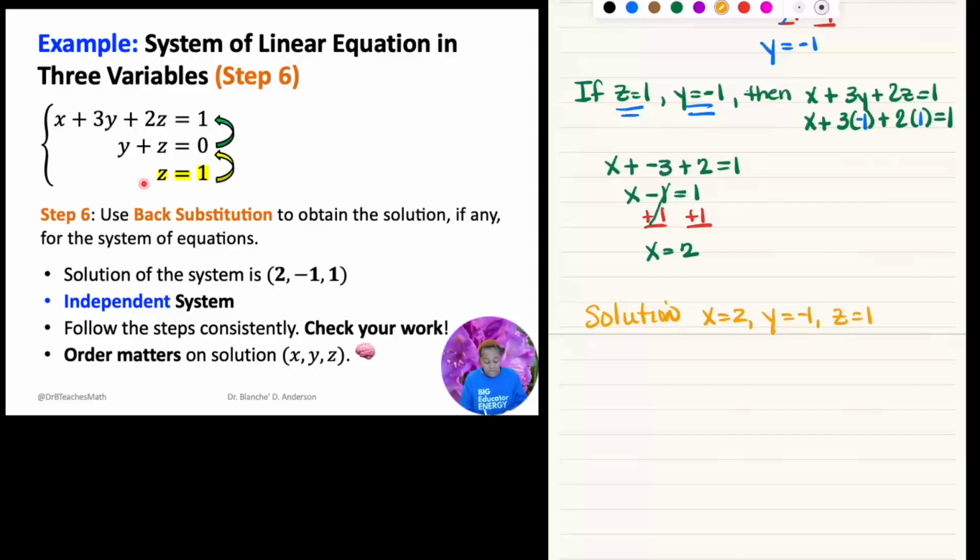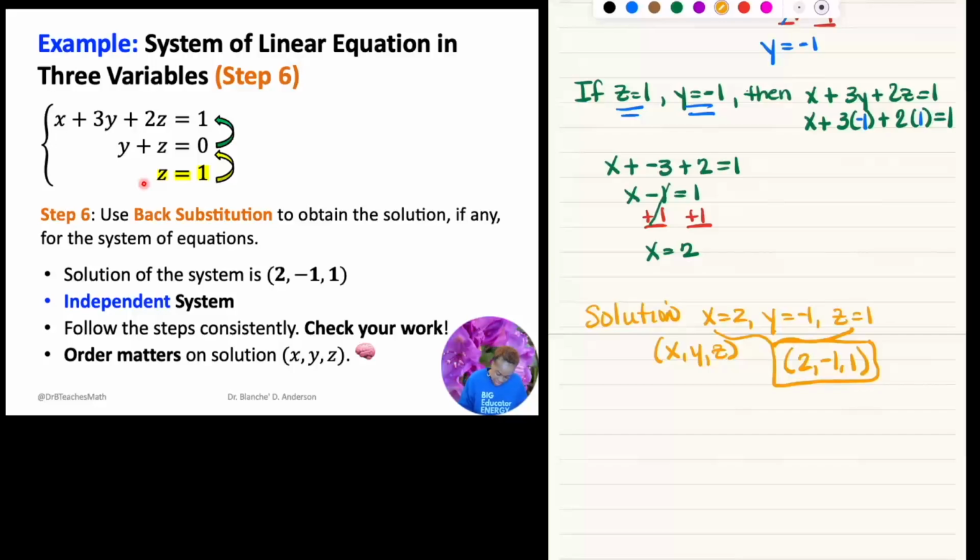Now, this is an independent system because it has one solution, okay? Remember, when you write your ordered pairs, it's x, y, z. This will be, I think they call it, a triple ordered pair. But x first, y second, and then z. So as a triple ordered pair, I need to look that up. I can't remember, but I think that's what they call it. It would look like this. And always check your work. Always check your work. Make sure that it fits.